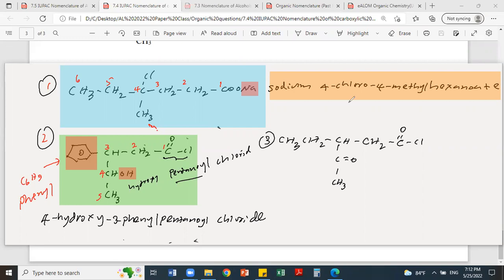Okay, what about the other one? I have given one more. Can you try the third one also? That is also an acyl chloride. Try it without my help. First, number 3, the third one.